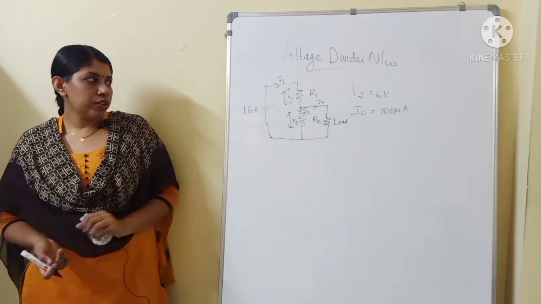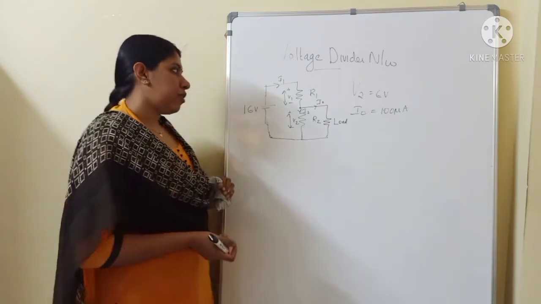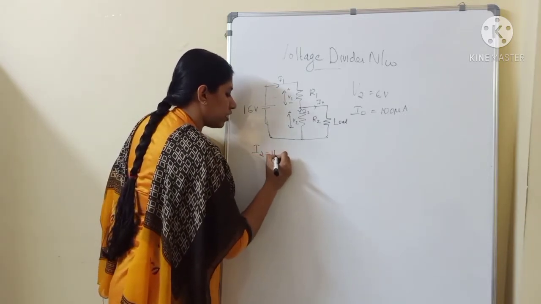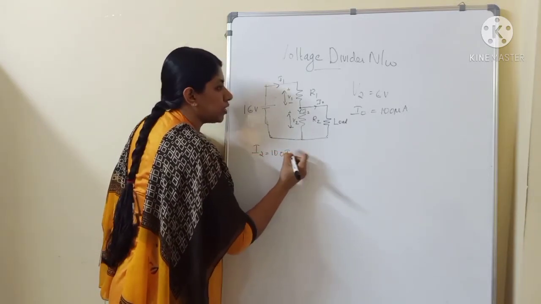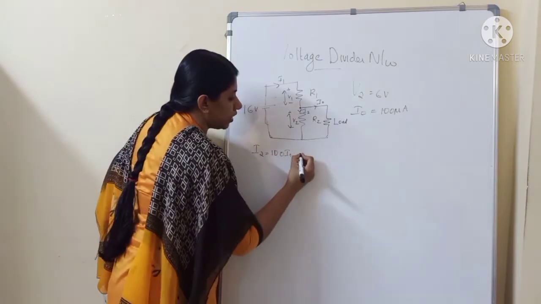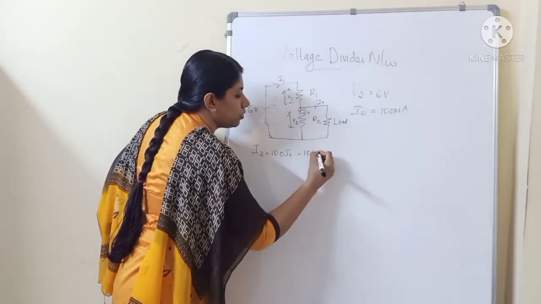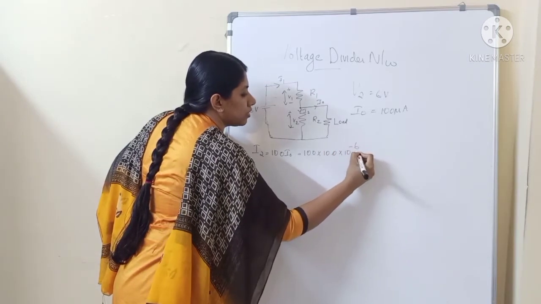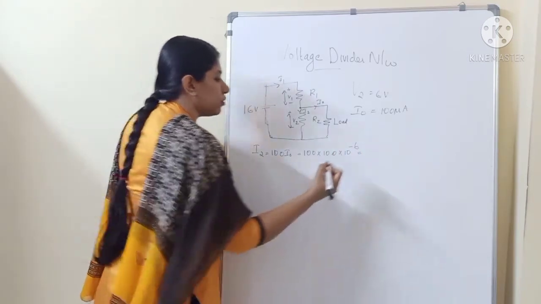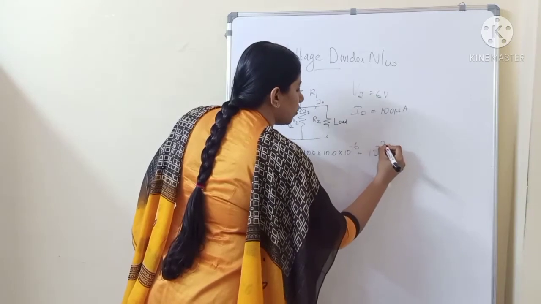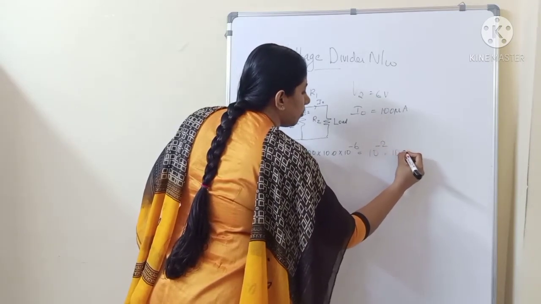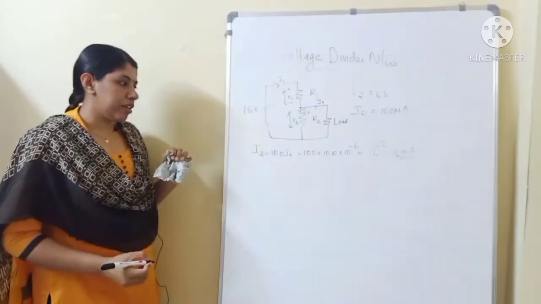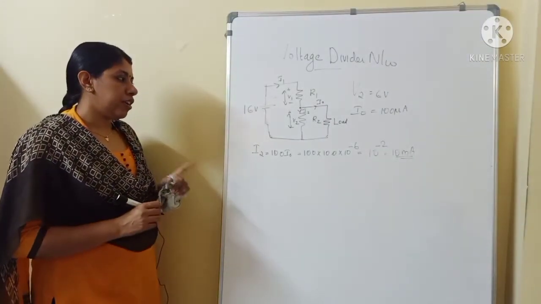So what will you do? We have already discussed that the first assumption we make is that I2 is equal to 100 times I0. This is the only thing we know, as I0 is given in the question. Therefore, 100 into 10 raised to minus 6 will be equal to 10 raised to minus 2, that is 10 milliampere. This can be written as 10 milliampere. Now we got the value of I2.